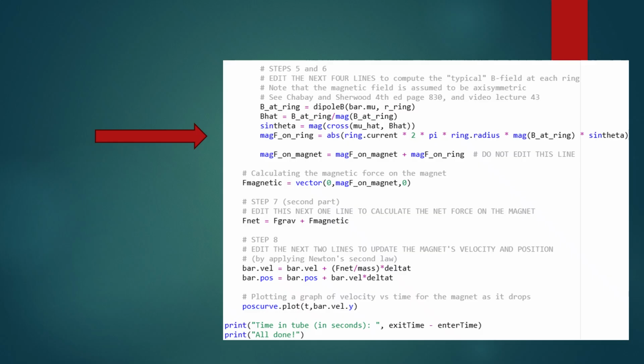Here we calculated the magnetic force on each ring due to the magnetic dipole. Then, using Newton's third law, we are able to recognize the force on the magnet is simply the same magnitude as that acting on the ring, but just in a different direction. Next, we calculate the net force to be the sum of the gravitational and magnetic force. Then we simply update the position and velocity of our bar magnet.